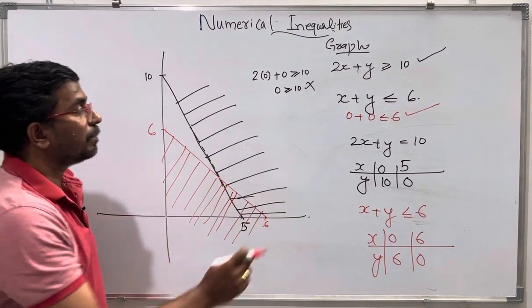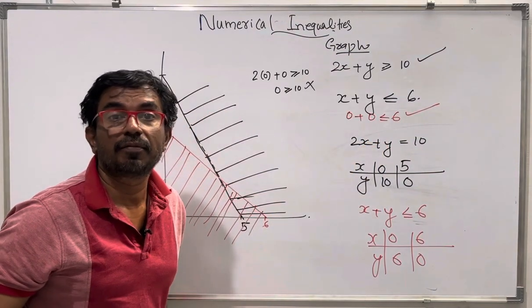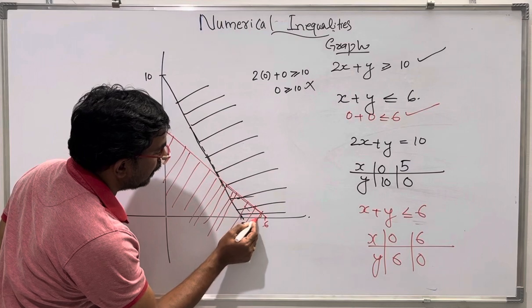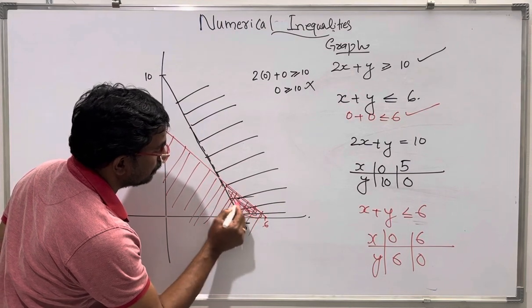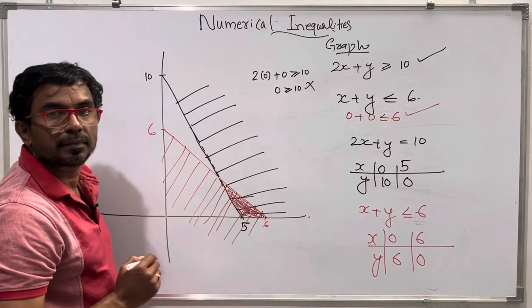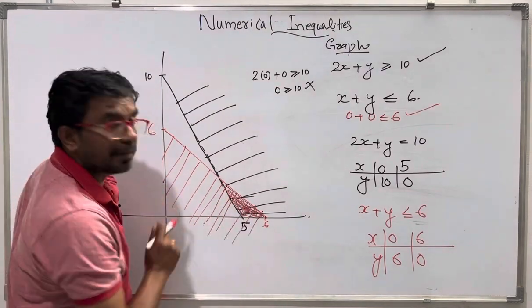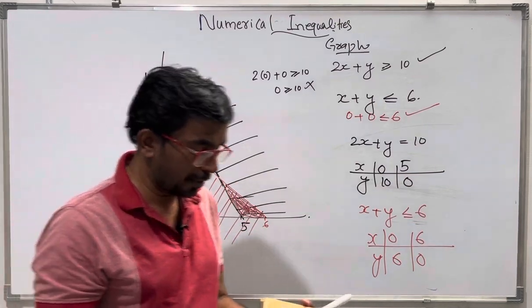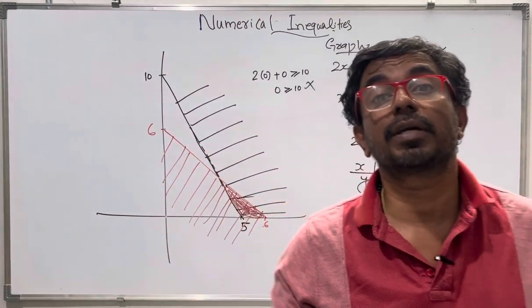So satisfying both, this is the solution. Where both overlap, this is the solution of both the inequalities. You see, this is this side. This is a bounded region. Bounded means it is closed. Sometimes you can get an unbounded solution also. Sometimes you don't get a solution at all.